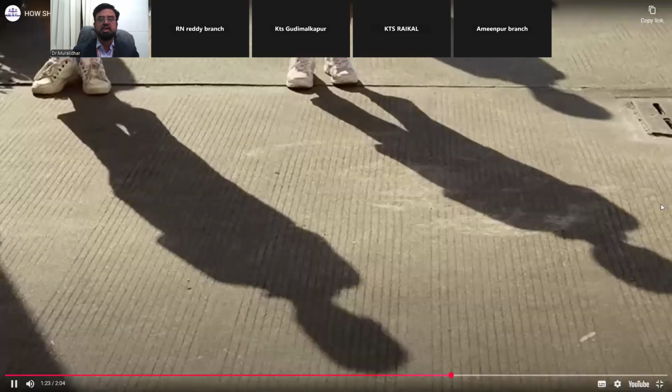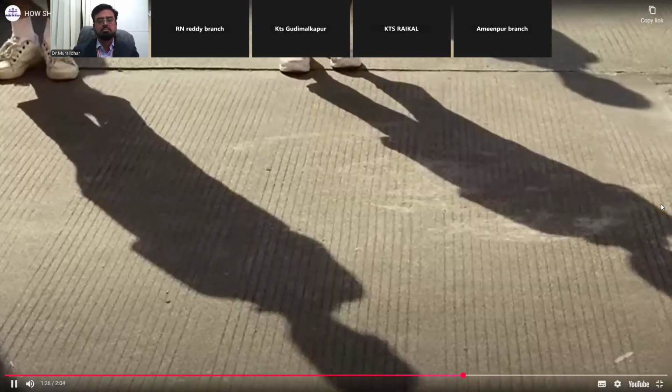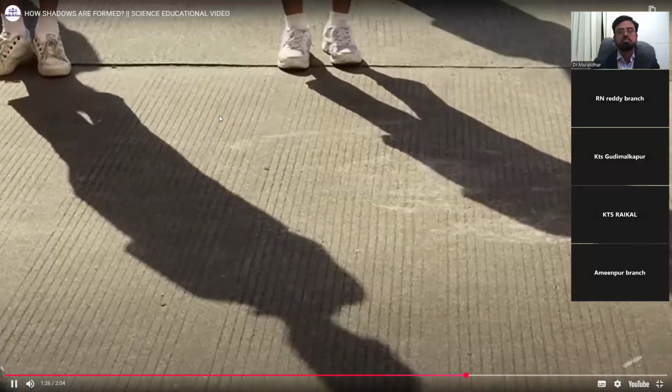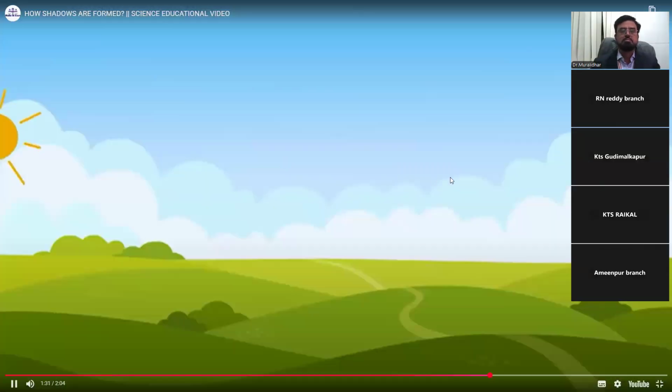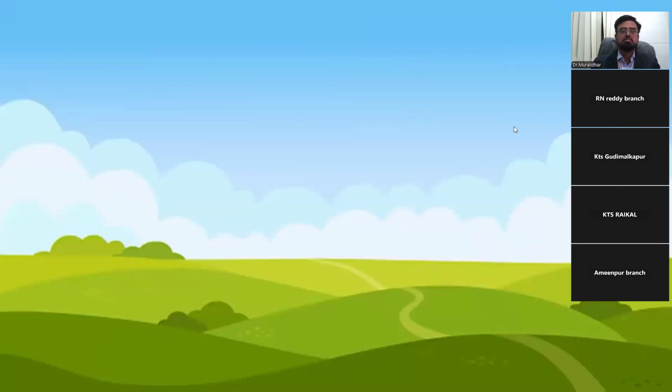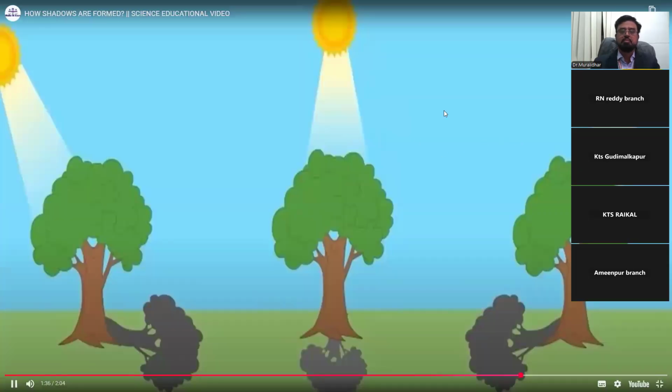When we go outside, the length and position of our shadow in sunlight is different at different times of the day. The sun appears to move across the sky from morning to evening. Accordingly, the shape and the length of the shadows change. See, at different timings: in the morning, you see the shadow like this. At midday, 12 noon, see how the shadow is. And in the evening, when the sun sets, see how the shadow is.